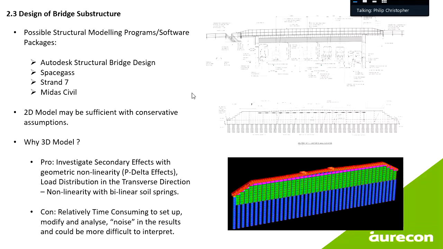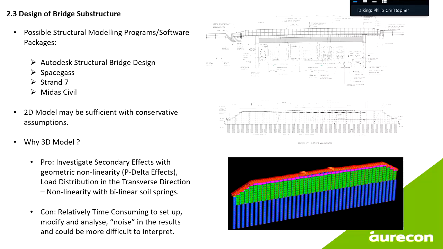Okay, so similar to the superstructure, again, you have different types of models. So this time, instead of Autodesk SPD, I've used Strand 7 for the substructure. Now, there's a debate between using 2D model or 3D model in the workplace. Sometimes when you have a relatively easy or less retained abutments, for example, if the abutment height is up to say 4 to 6 meters, then a 2D model may be sufficient with very conservative assumptions. So you've got to work with the geotech team.